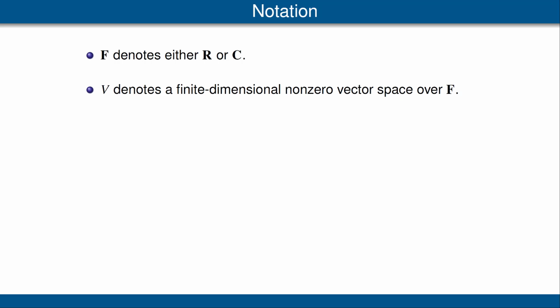Let's quickly review our standard assumptions. F denotes either the scalar field of real numbers R or the scalar field of complex numbers C. V denotes a finite-dimensional, non-zero vector space over F.